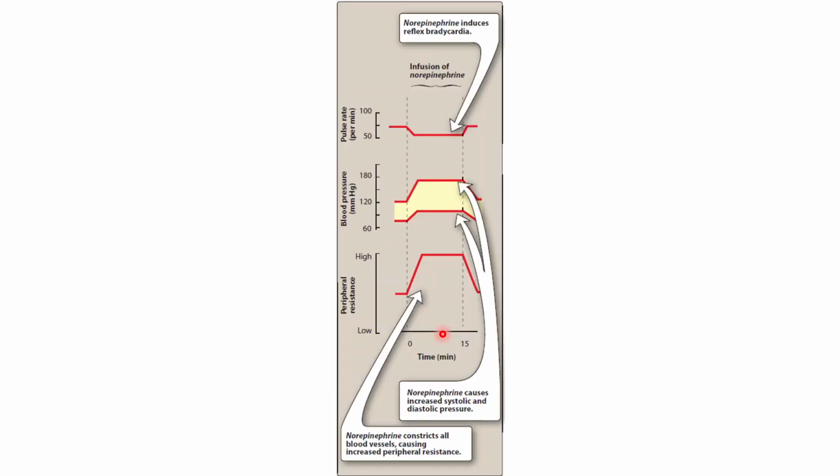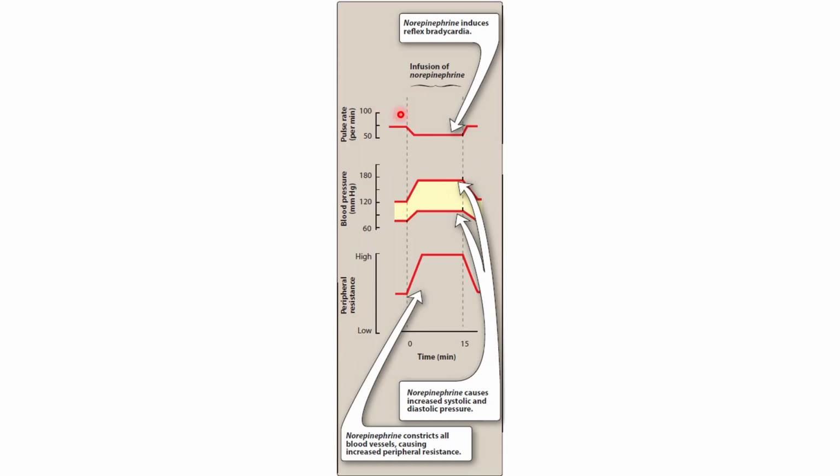So the second drug is norepinephrine. Norepinephrine is the neurotransmitter of the adrenergic nerves, and it acts a little bit differently, so mostly vice versa. If we compare the action of norepinephrine and epinephrine, their actions are almost opposite.